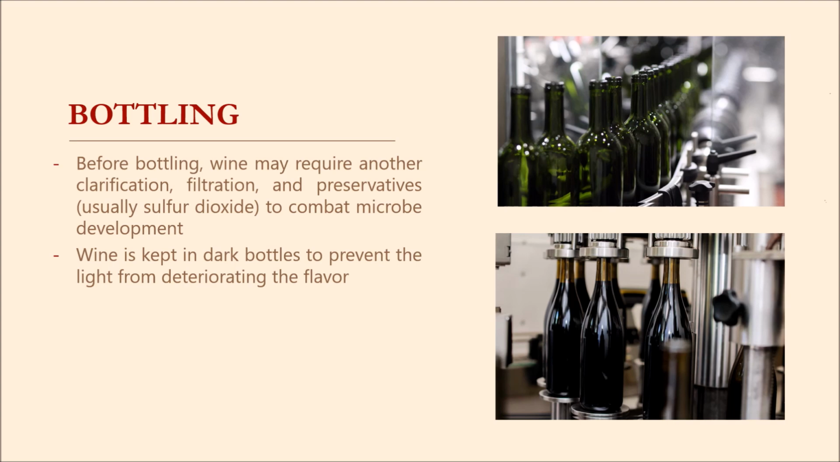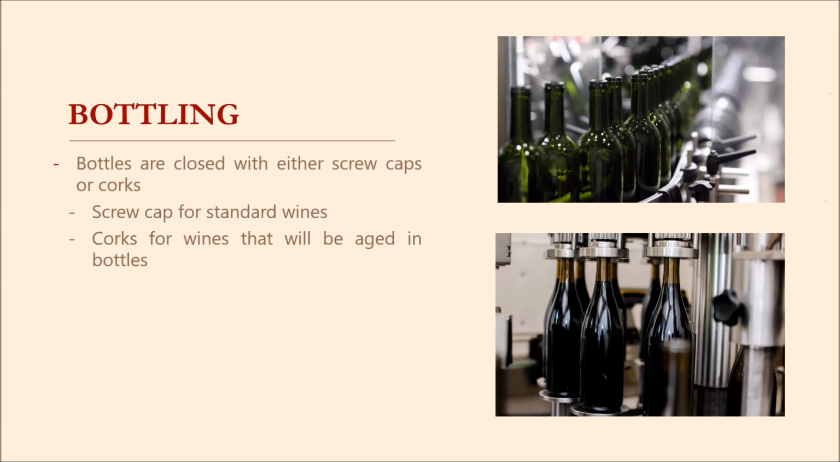The final step of winemaking is bottling or packaging. Wine is kept in dark bottles to prevent the light from deteriorating the flavor of the wine. Bottles are closed with either screw caps or corks. Screw caps are used for standard wines and corks for wines that will be aged in bottles.